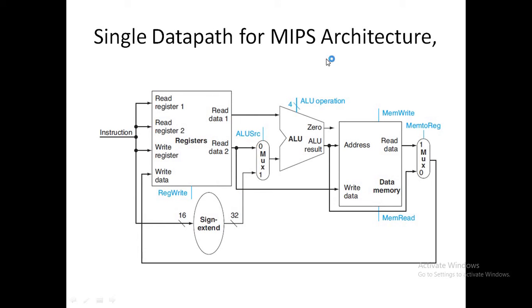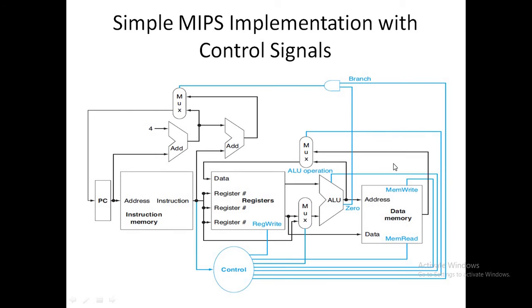This is the single data path for MIPS architecture. So we start with PC, read the contents of PC, and then we have the instruction memory. Next in the path come the registers. Then the ALU, through a MUX, selects the values and then forwards them to the data memory. This is a simple MIPS implementation with control signals.